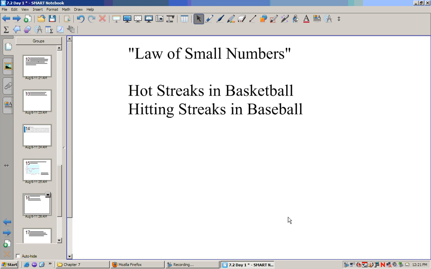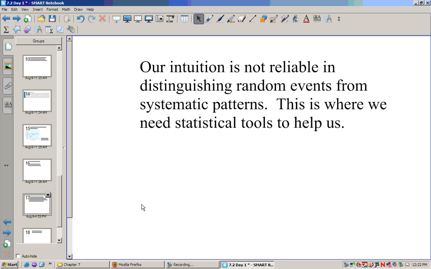All right, now the law of small numbers isn't really a law. It's saying that we can get hot streaks in basketball, even though the average is 0.5. If your shooting percentage is 0.5, you could get 10 in a row. Or hitting streaks in baseball, the same thing. In a small amount of observations, you won't get your true probability, but in the long run, that's what's going to happen. Our intuition is not reliable in distinguishing random events from systematic patterns. This is why we need statistics.